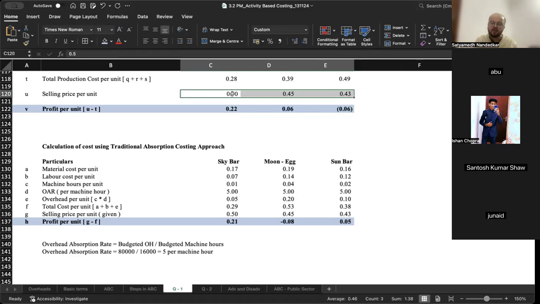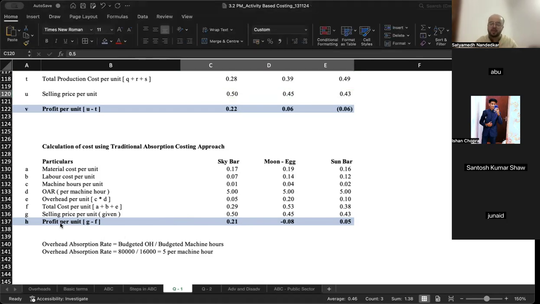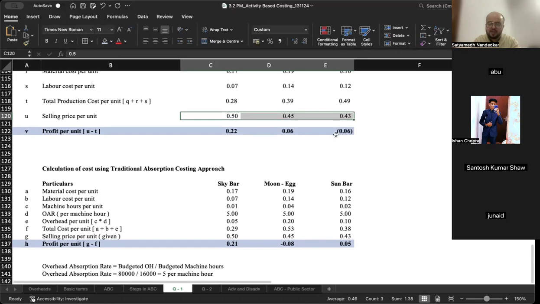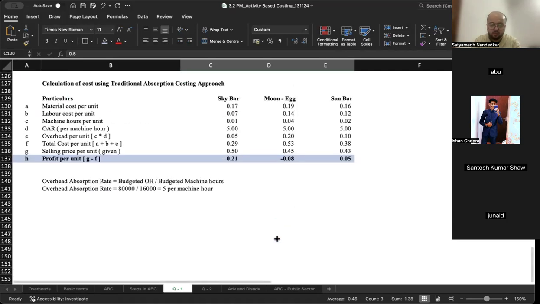So basically, when you are making these kind of comments, you should have a basis to compare the results of activity-based costing with something. And this is that base. Using absorption costing technique, all overheads were absorbed using machine hours. In activity-based costing, we have done it in a more scientific, calculated, precise manner. And under traditional absorption costing methods, cost per unit and profit are calculated, and it might lead to conclude that moon egg is the less profitable or the product not worth producing. But activity based costing, which is a more scientific method, will help you to realize that it is the sun bar which should not be produced, not the moon egg.